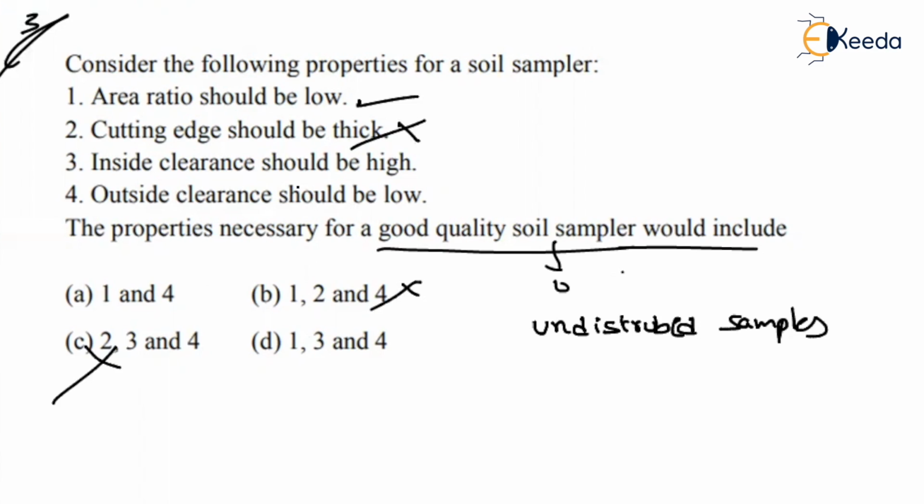If you see these two options, outside clearance ratio should be low. Okay. Then what about the inside clearance ratio? This also should be low. So that means the given statement is wrong. D is also wrong. So what is the correct option? In the given options, area ratio should be low and also outside clearance should be low. Okay. Thank you.